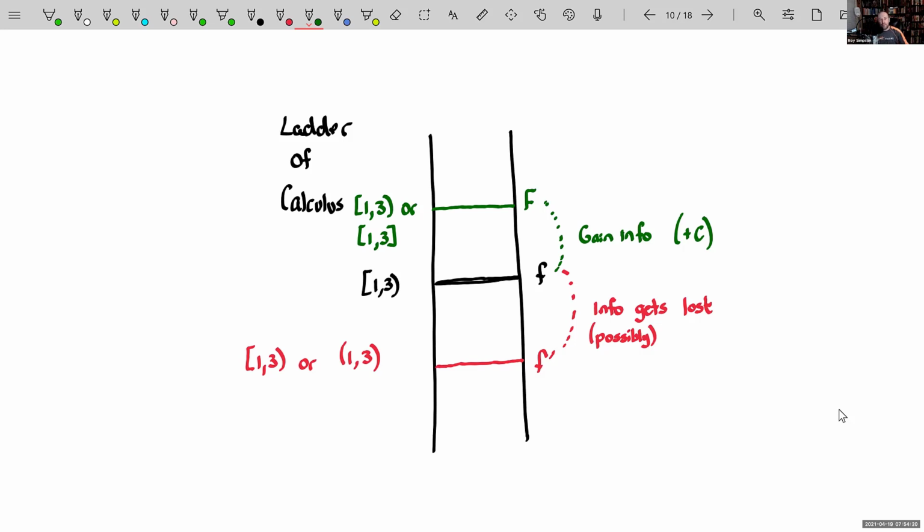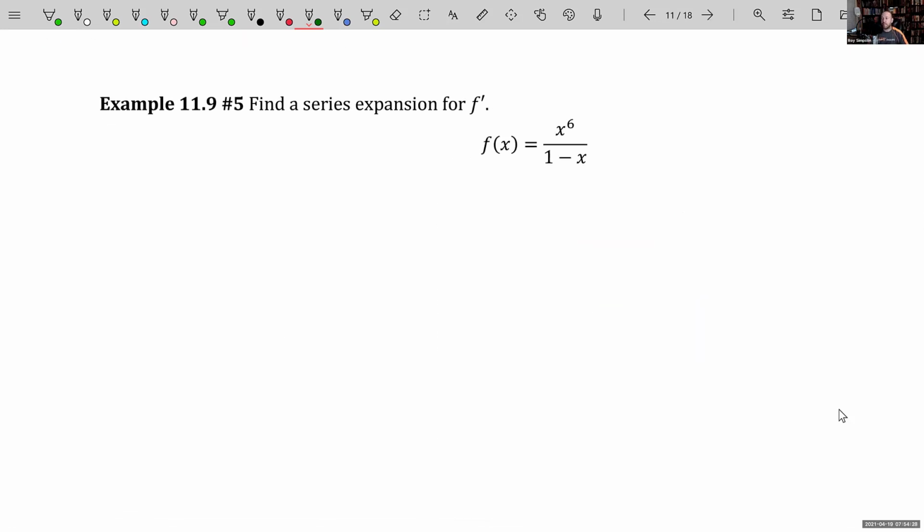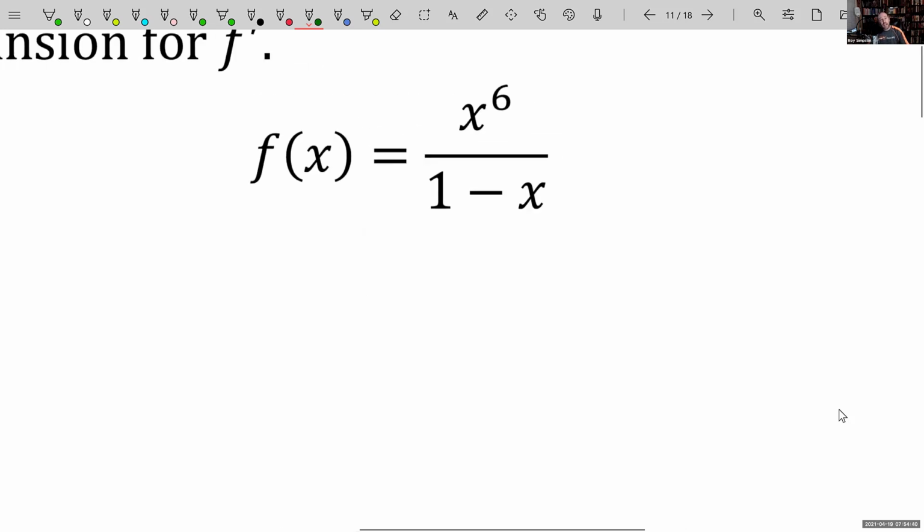All right. So let's go ahead and hop forward one and find a series expansion for the derivative of this function. Sorry, not for this guy, but for f prime. Well, here's f. If you were to take f prime first, that would be very, very challenging.